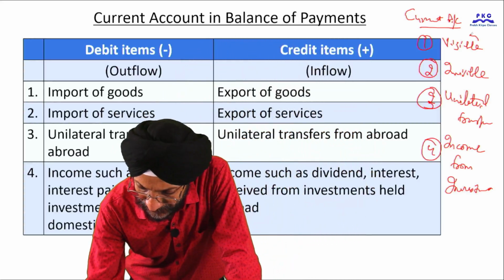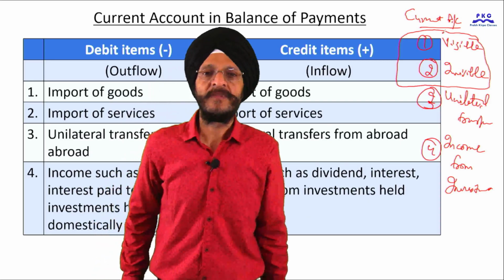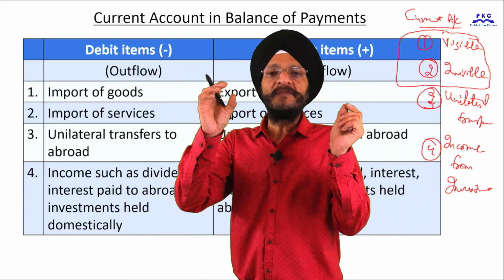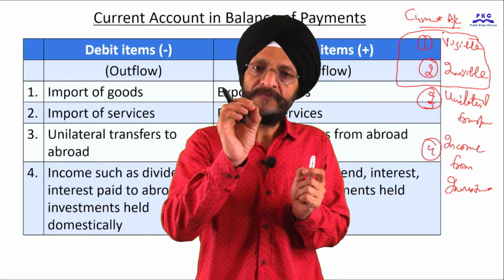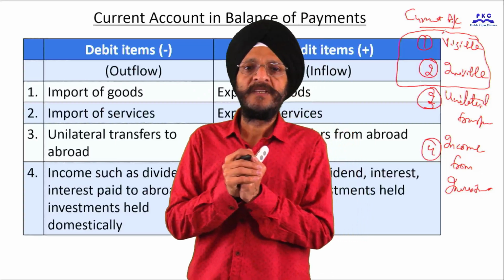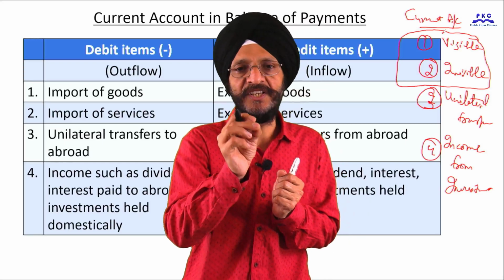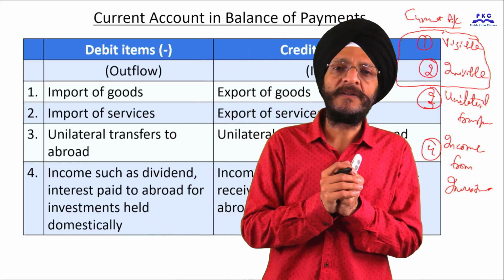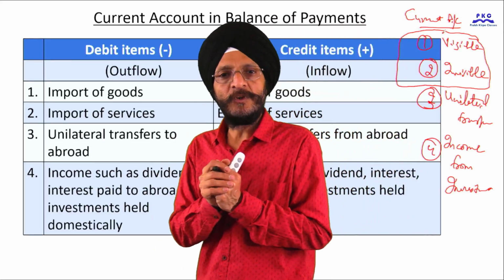The balance of trade is only concerned with these two: visible items and invisible items. Visible items means goods which can be seen, touched and measured. So these are called visible items. Invisible items means services which cannot be seen, touched, measured, and the examples of the same are shipping, banking, insurance, transportation, etc.